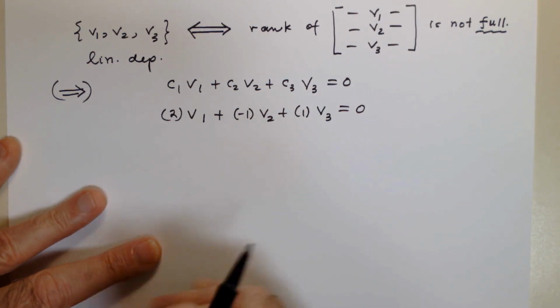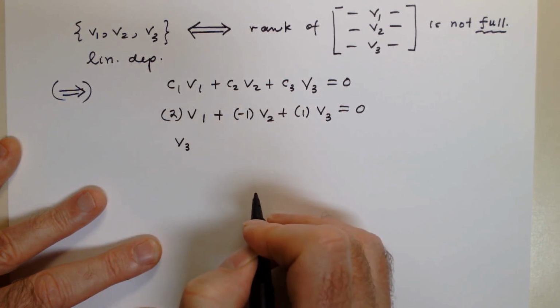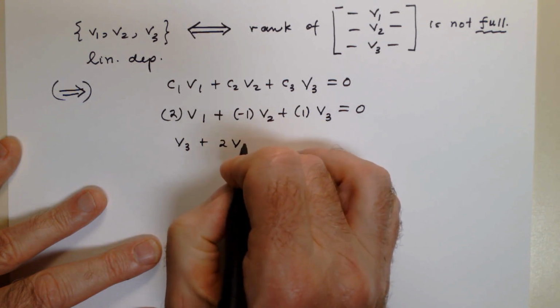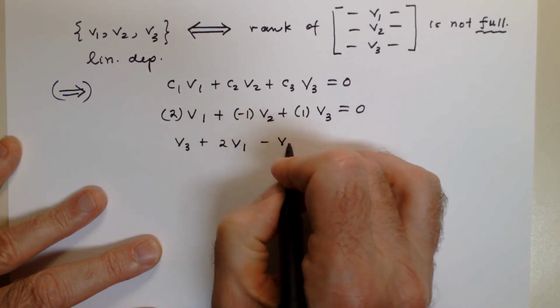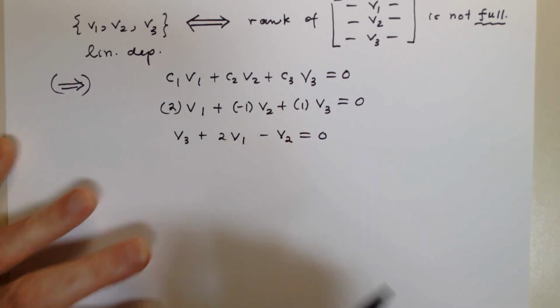Now I'm going to organize this. I'm going to write this as, you'll see why, v3 plus 2v1 minus v2 is equal to 0. So let's say we know that.